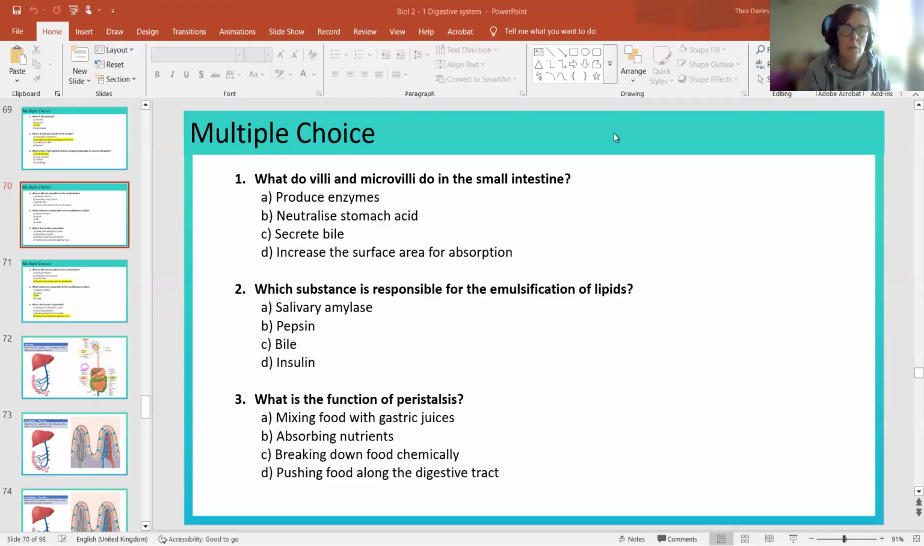I'm just going to pop my camera off because of bandwidth, but let me get the slideshow.